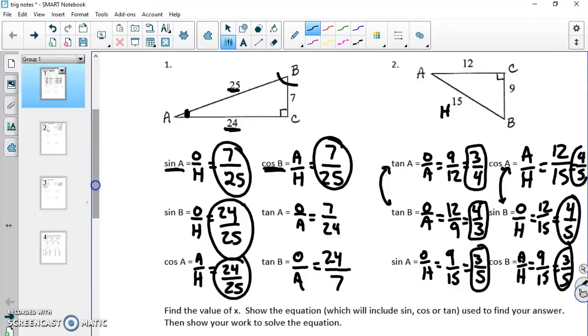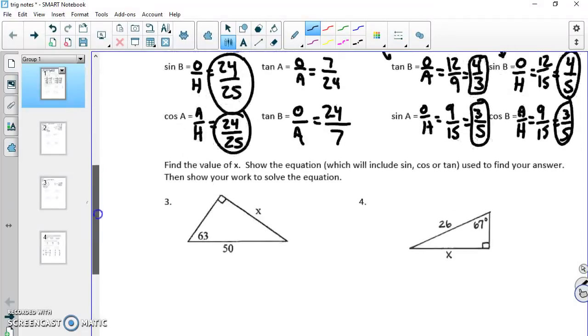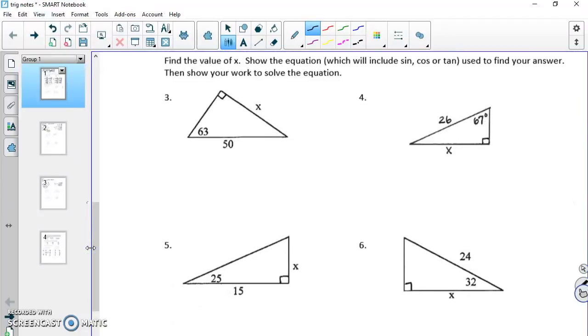Good. All right, that's the basic setups. Now, oftentimes we apply it to word problems. Before we get into actual word problems, we're going to just look at some diagrams where we have to find the value of x. So x in all of these is a missing side length, right? It could be an opposite side, an adjacent side, or a hypotenuse, but that's going to depend on the angle you're dealing with.